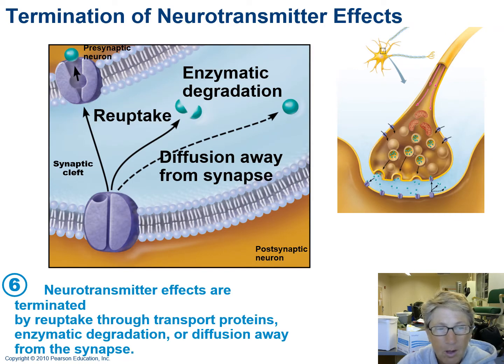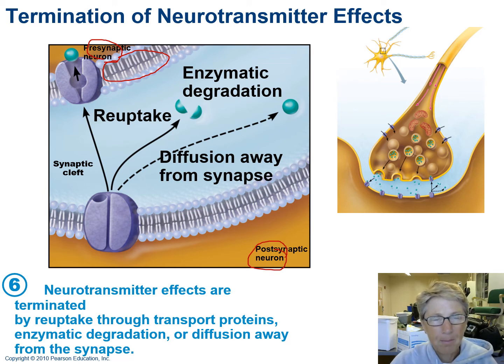So in this cartoon, here's the presynaptic neuron, here's the plasma membrane of the presynaptic neuron, here's the postsynaptic neuron. When the signal is over, then the molecule, the neurotransmitter, has to be taken back up into the presynaptic neuron, and it's also degraded, so that the neurotransmitter, the green neurotransmitter, doesn't stay in this synaptic cleft and keep the signal going forever.